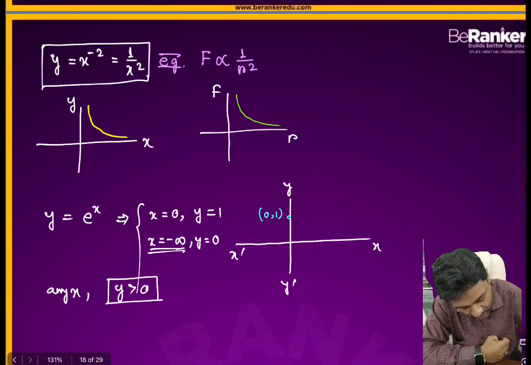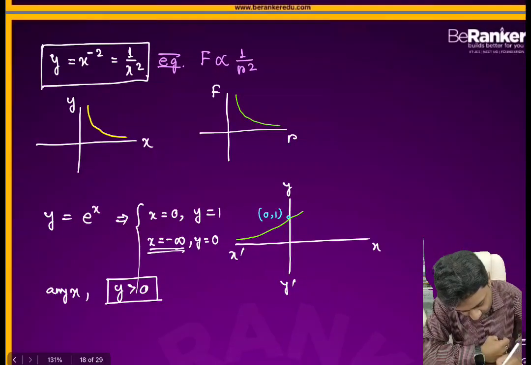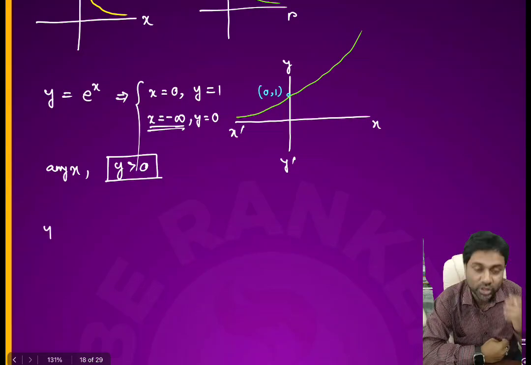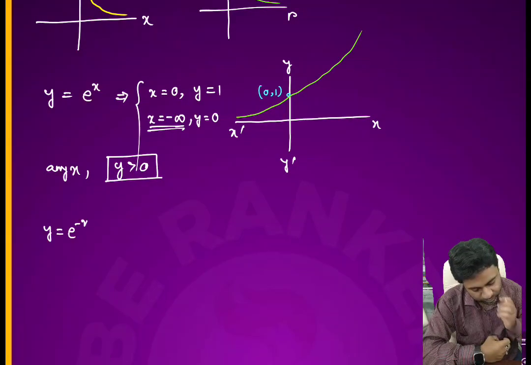So if this is y, y dash, x and x dash, combining all the features, the graph would look like this. This is the exponential nature of the graph. Okay.